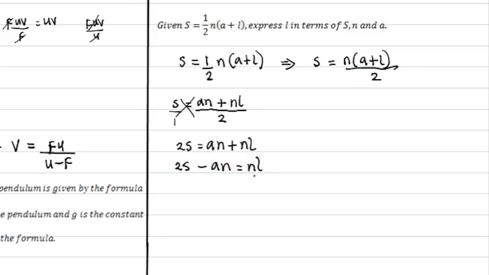Okay, now we need only this L, and this n is multiplying this L, so we need to divide both sides by n. So this n is out like this, we are left with only the L. So therefore our L will be 2s minus an divided by n as our final answer.